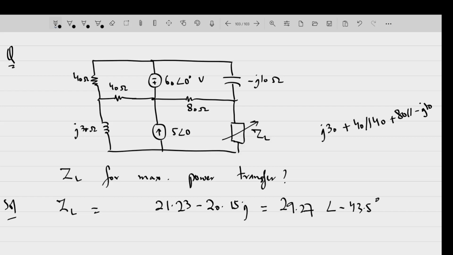Your voltage source is shorted, your current source is opened. You have to find the effective impedance across this path. So you have to actually find out the impedance accordingly.